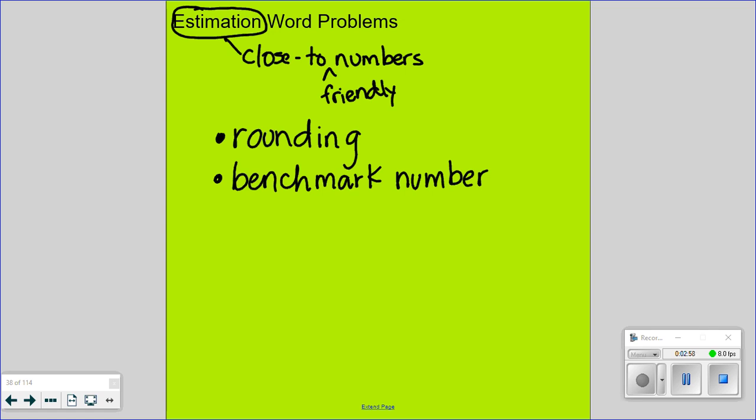Callie, what was that last strategy? Front end estimation. Yeah, front end. That was the strategy that I know Mason used a lot. I think Connor used that one a lot. That's when you just look at that first number, or that first digit, I should say, and turn the rest of it into zeros. So if I had the number 768, Mason said, you know what, I'm not worried about that 68 part. I'm just going to keep the 7, and then it's going to just turn into 700. Those are our 3 strategies today.